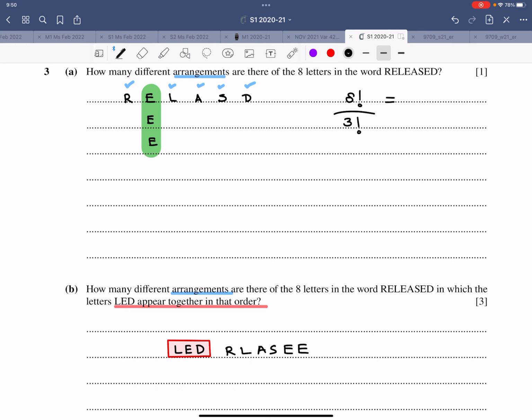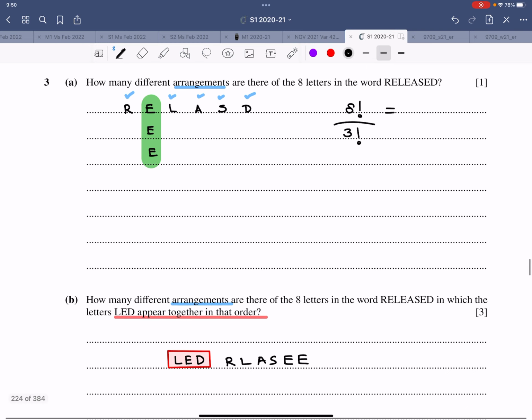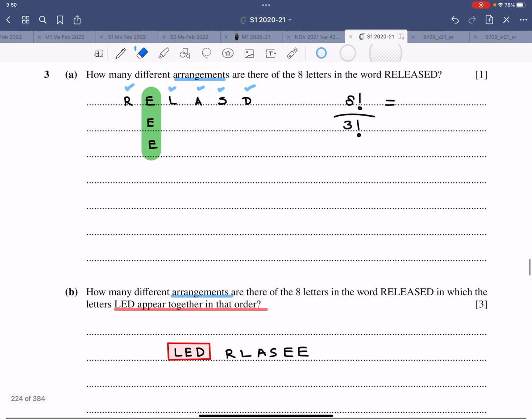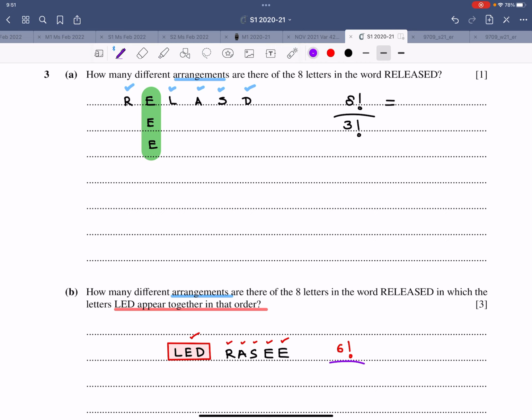So how many arrangements are there? How many words are there? R, L, E, D. So therefore L is already used. So this is extra over here. Let me erase it and let me push it to the left. So therefore there are 5 alphabets. This is 1, 2, 3, 4, 5 and the box. This is 6 factorial. Then divided by 2 factorial for the E's. So divide by 2 factorial for the E's.